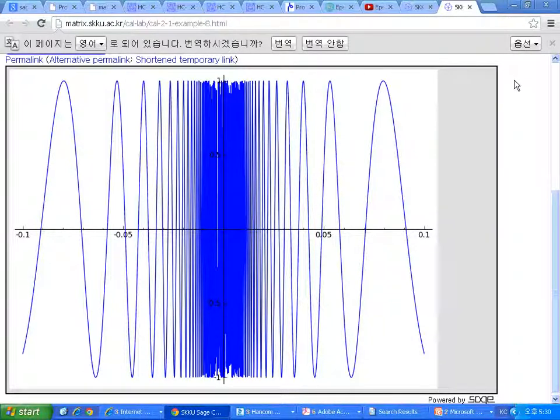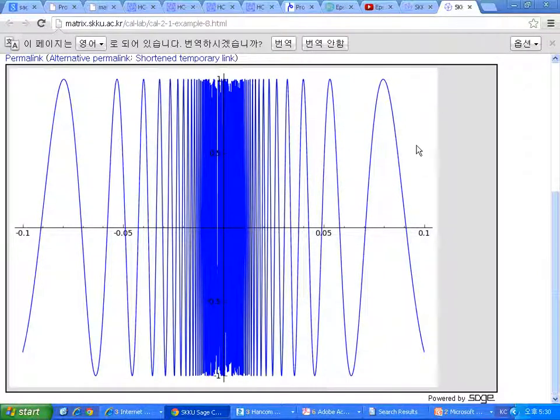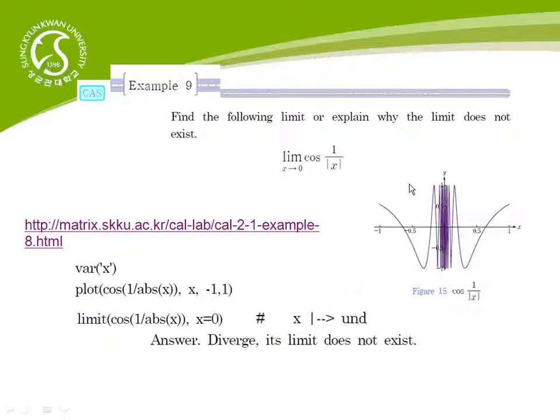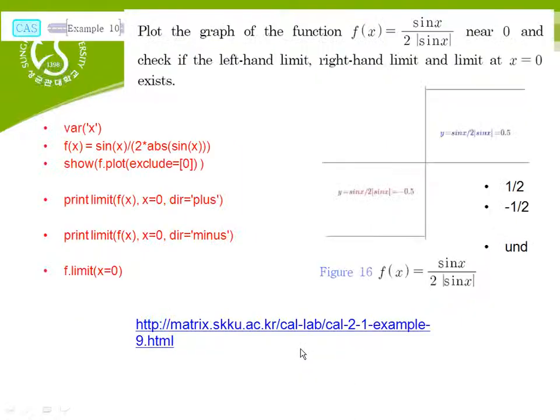As you see, it comes from 1 and -1. It just changes values when x approaches 0. So this shows the limit does not exist because it diverges. It varies as x goes to 0. Okay, and what else? Example 10.